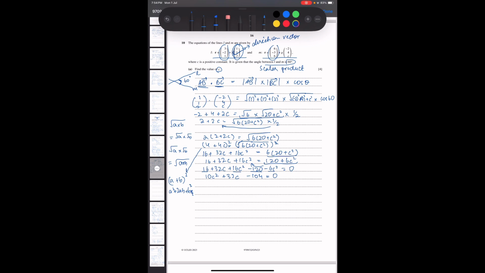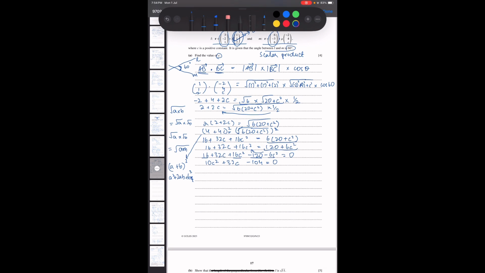Now to solve this quadratic equation, we can use middle term breaking or we can use the quadratic formula. Over here I'm just simply going to use the quadratic formula. So c in this case is equal to minus b plus minus square root of b squared minus 4ac divided by 2a. Now do not confuse this c with this c, they are different. So minus 32 plus minus square root of 32 squared minus 4 into 10 into minus 104 divided by 2 into 10, and I'll write the answers now. c is equal to 2 and c is equal to minus 5.2.